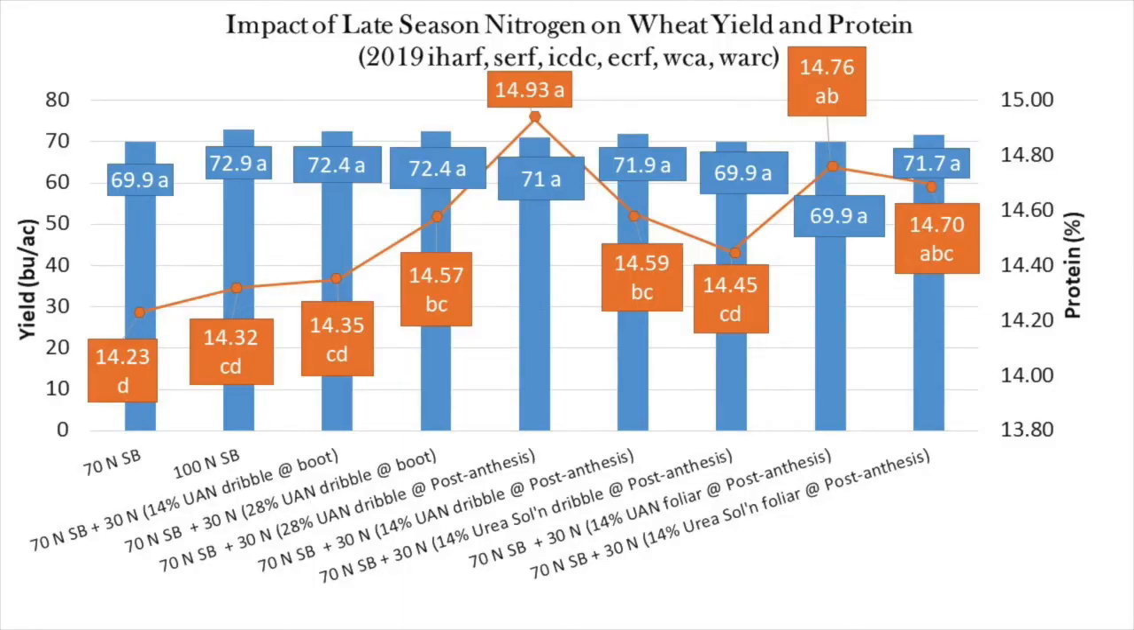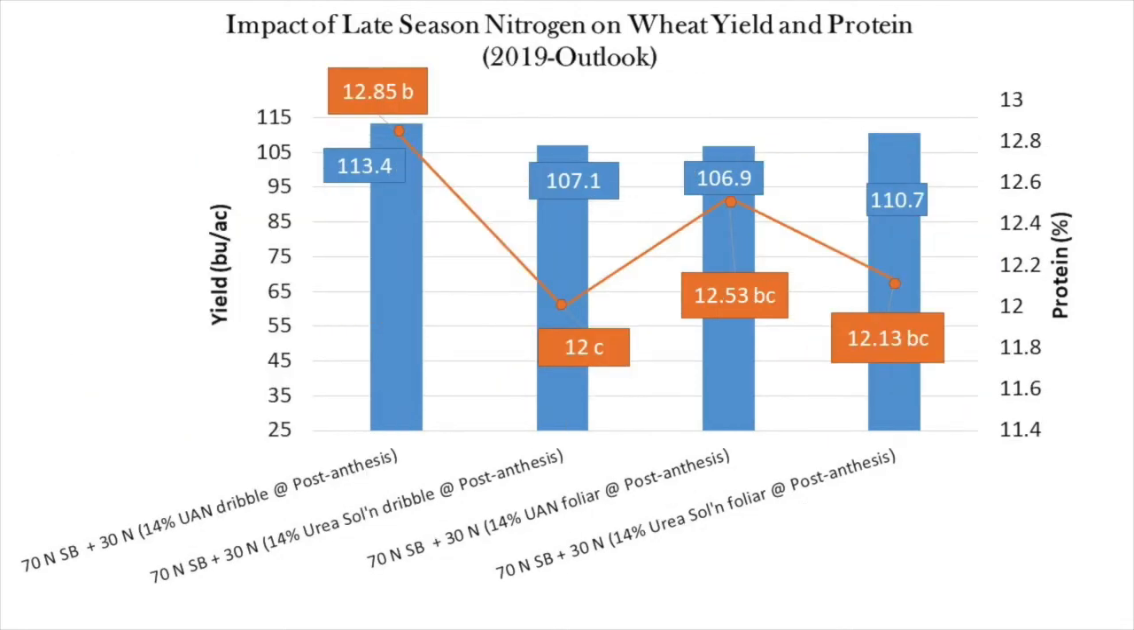When we looked at post-anthesis applications of UAN, either dribble-banded or foliar applied, versus urea, either dribble-banded or foliar applied, we found that the urea solution actually tended to produce less protein. It certainly wasn't like this at every site, but it was particularly apparent at Outlook. You can see there's some pretty significant protein losses here from having used the dissolved urea over the UAN.